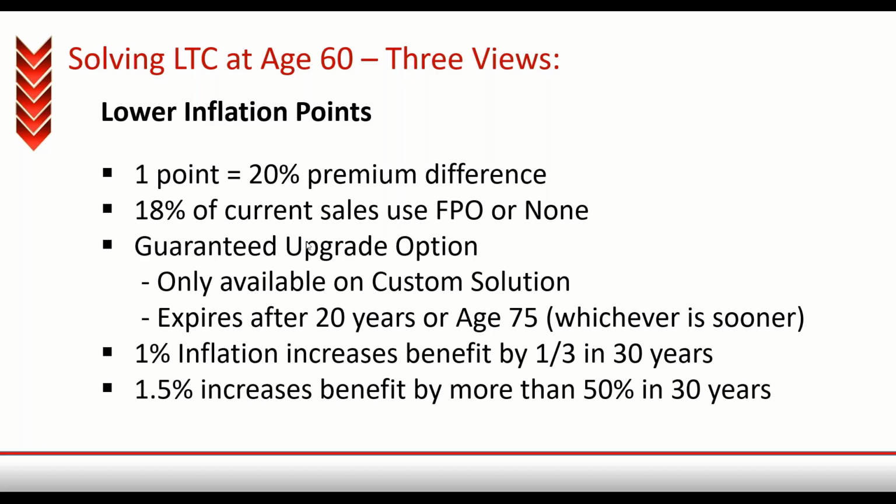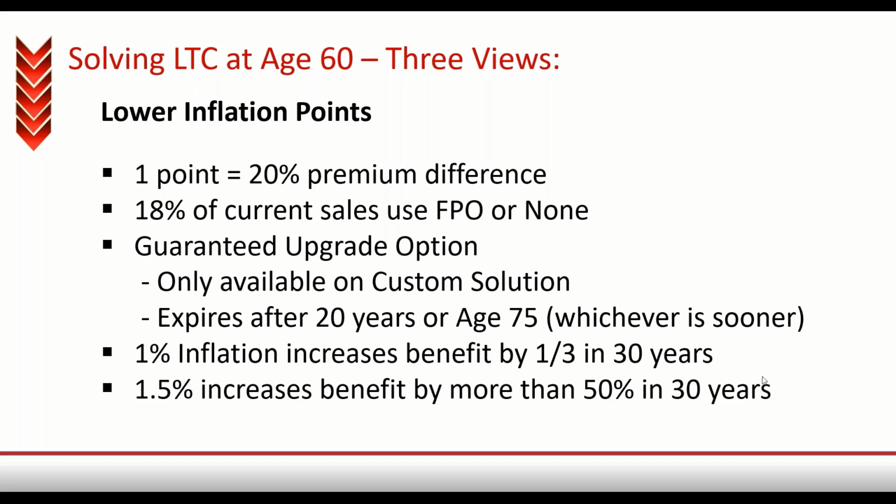We have the guaranteed buy-up option, which says anytime in the first 20 years until the age of 75, whichever is sooner, you can increase your inflation without showing insurability. You just can't be on claim. But you could actually have been diagnosed with Alzheimer's, just not on claim yet, or something like that, and you could increase your inflation. It's only available on the custom solutions, which is what we sell mostly anyway. But that's another real good way to start somebody at a smaller inflation, and as their bills go up as they age, they can raise their inflation without showing insurability.